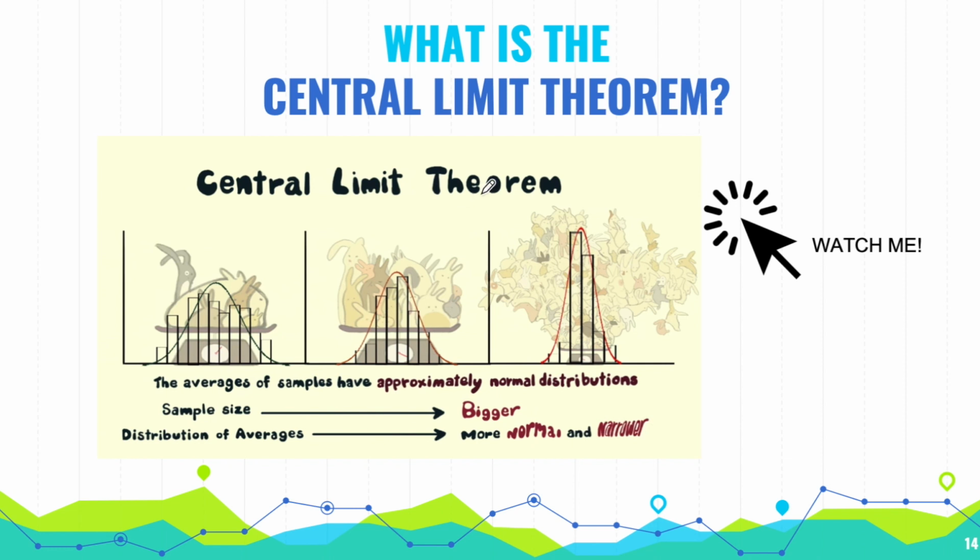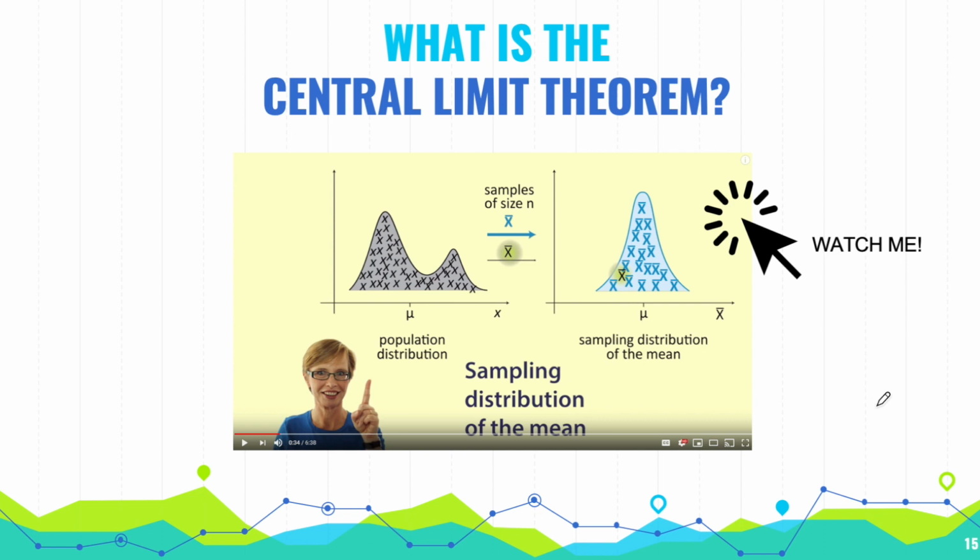But as you add more and more bunnies to each sample and you take the average of each of those larger samples, and then plot those averages, the distribution will become more perfectly bell-shaped and it will become narrower, skinnier, and taller. The Central Limit Theorem is described really well in this video that I'll have you watch as well.